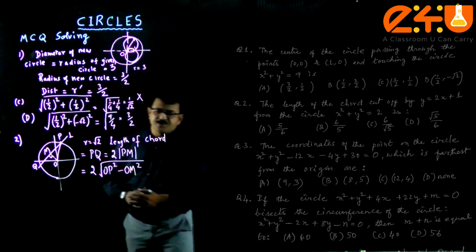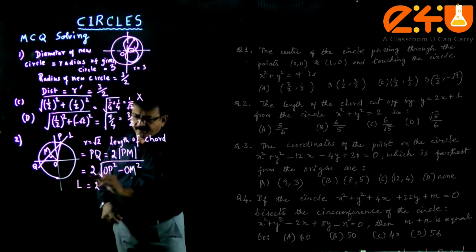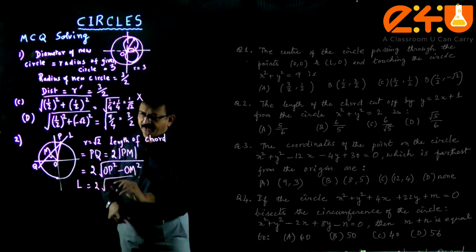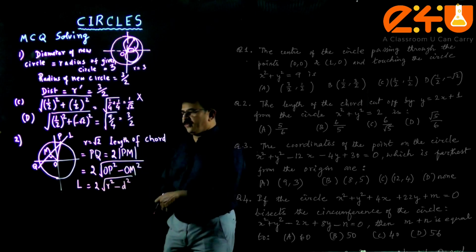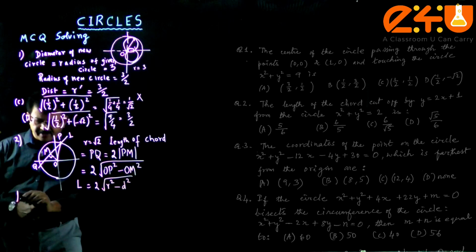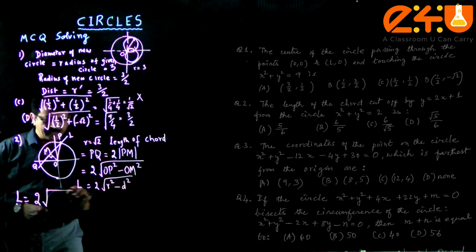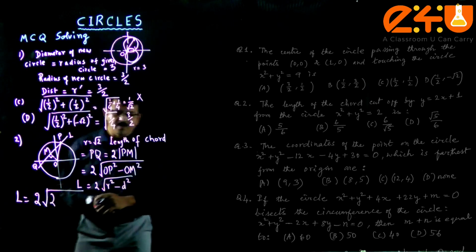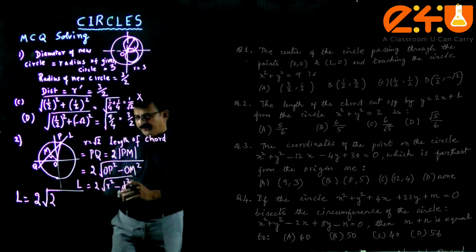I suggest every student can make a formula out of it. You can always make a formula for the length of the chord. You know OP is the radius. This is the distance d formula you are going to use: 2 times root of r square minus d square. Is that okay? So 2 times root of r square, where r square is 2, which is found in the equation of the circle, x square plus y square is equal to r square.